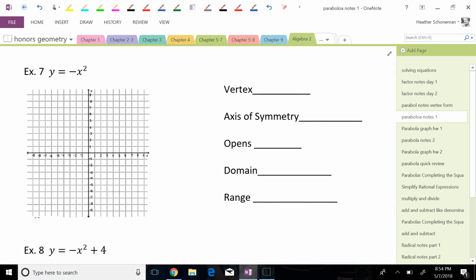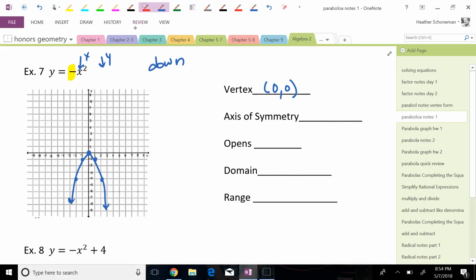Alright. Now all of a sudden we got something different. We got this negative in front of it. And the negative is not going to change anything except the direction. So now, instead of opening up, it is going to open down. This is still going to be the x, this is still going to be the y. So our vertex is going to be 0, 0 on this one. Now we used to go over 1 and up 1, but now we're going to go over 1 and down 1, and over 2 and down 4.